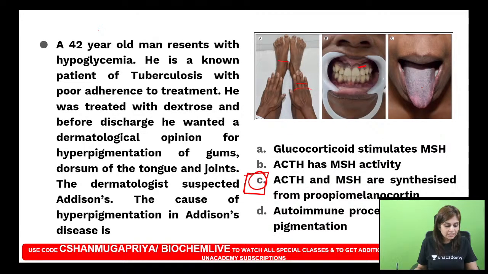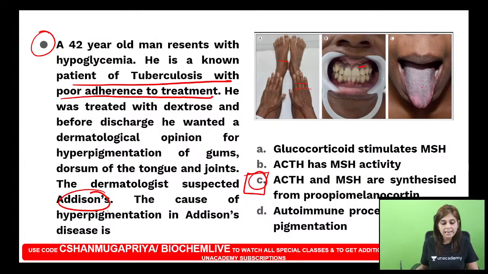So using this question, what are the facts that you're going to learn? Yeah, using this question, I want you to remember that Addison's is adrenal cortical failure. And one of the causes of adrenal cortical failure is post-tuberculosis. Tuberculosis-mediated destruction of adrenal cortex. So can you see that here? A patient of tuberculosis with poor adherence to treatment. So tuberculosis can affect adrenal cortex and can present as Addison's.